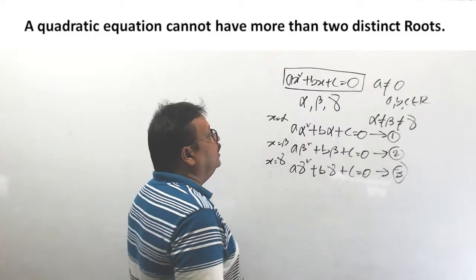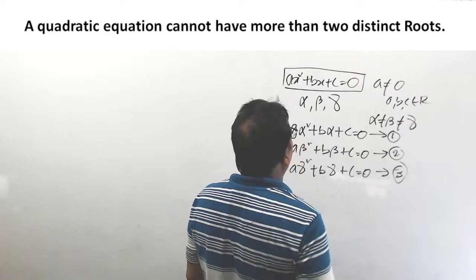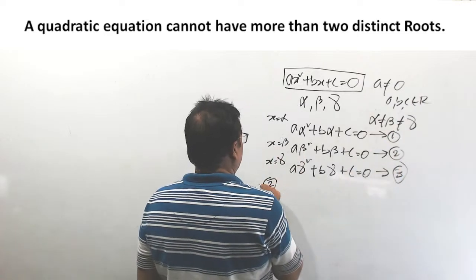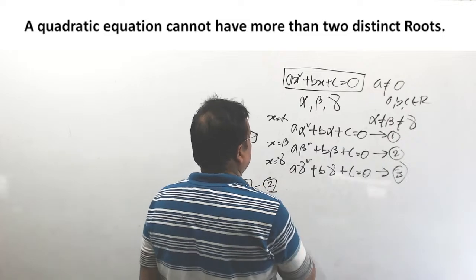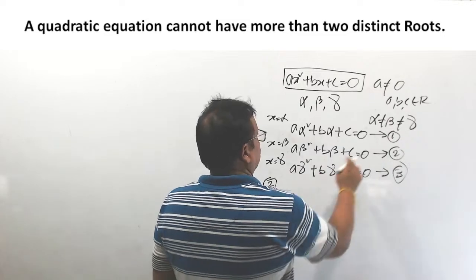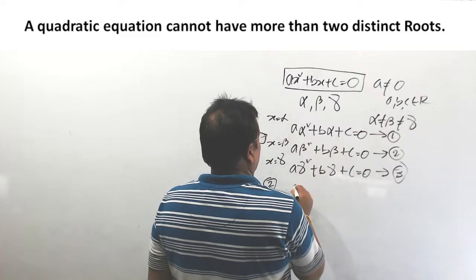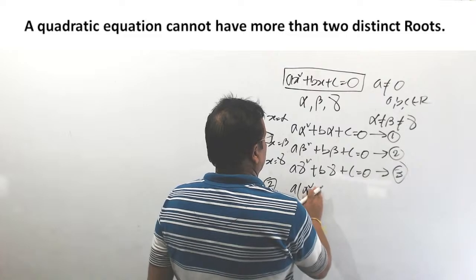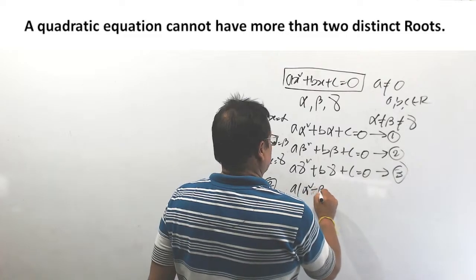Okay. Now do one thing, one technique. Subtract 2 from 1. Understood? What will you get? 2 from 1, that means a into (alpha square minus beta square). Subtracting, minus beta square.